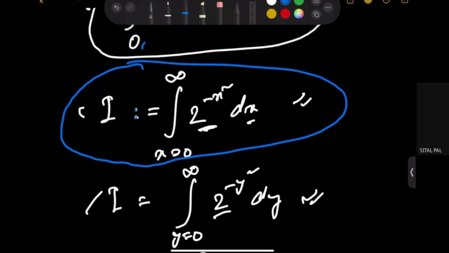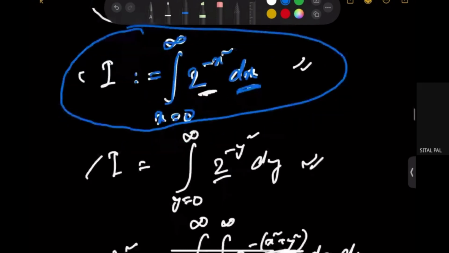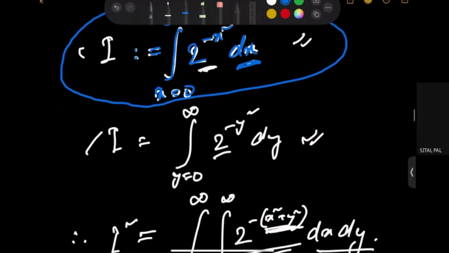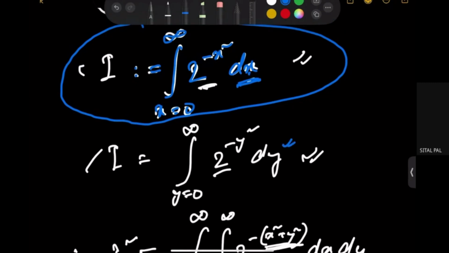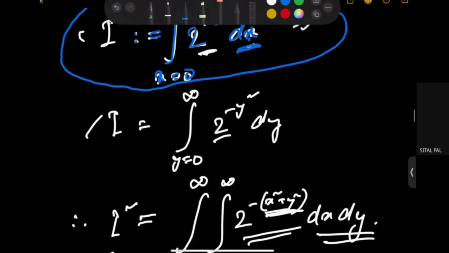We defined I to be this integral from x going from 0 to infinity of e to the power minus x squared dx. This was our I. We don't have any direct method of doing this integral, so we are going to take the help of the double integral by replacing this x, because x is a dummy variable. I can replace it by y, correct? So when I replace it by y, I get e to the power minus y squared dy, y going from 0 to infinity.